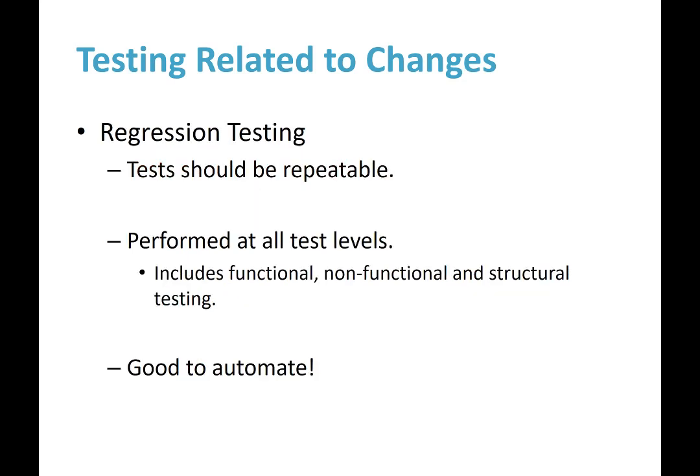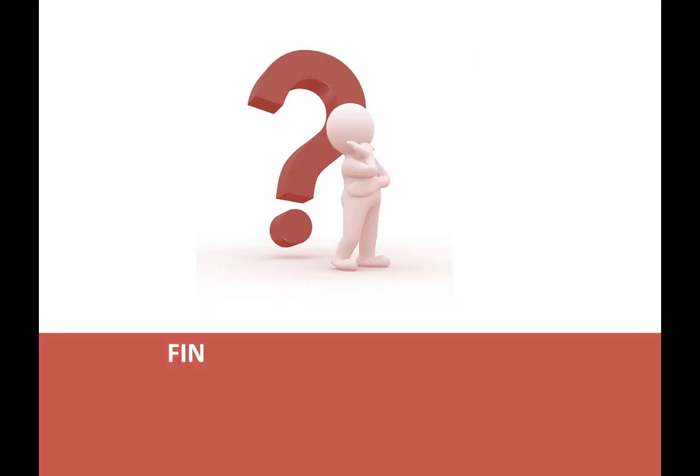So with regression testing, the tests should be repeatable. You should identify the key areas of functionality of your system, those that are critical to the system operating, and you should focus any regression testing in those areas. Again, it's performed at all levels, and it does include functional, non-functional and structural testing as well. And as we've already mentioned, it's a good set of tests to automate because they are usually done every time a change is made to the system.